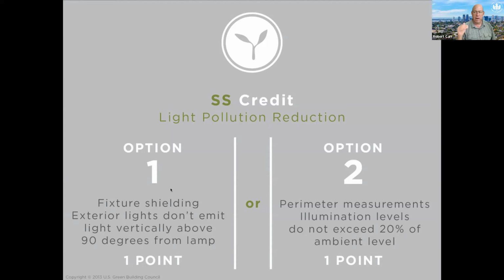One is that your exterior lighting has shielding so that the light only goes basically straight down, and there's pictures of it. Or if you can't prove that, you can take measurements around your site boundary, and the amount of light there must not exceed 20% of the ambient lighting. Ultimately, you turn off the lights, take measurements, turn them back on, and if you're not getting 20% more than the ambient level, you get points as well. But you have to do that around the site boundary.